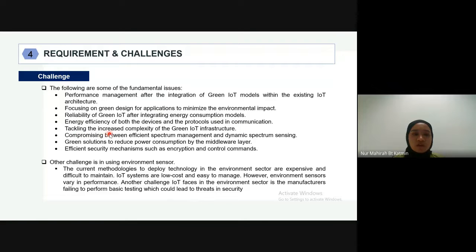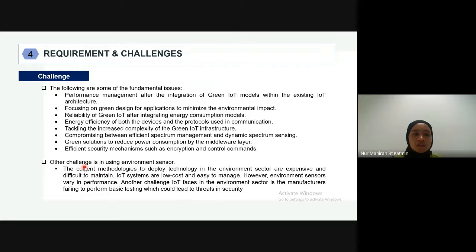We also need to tackle the increased complexity of the green IoT infrastructure. We need to compromise between efficient spectrum management and dynamic spectrum sensing. The green solution also needs to reduce the power consumption of the middleware layer, and last but not least, efficient security mechanisms such as encryption and control commands. That's for the issue.